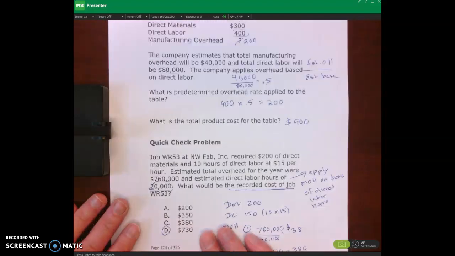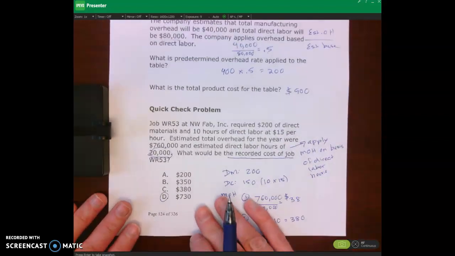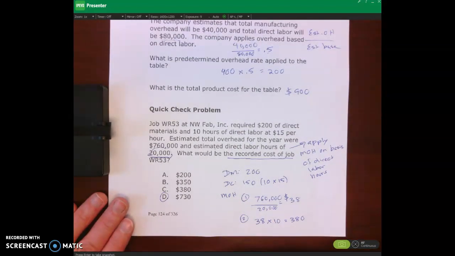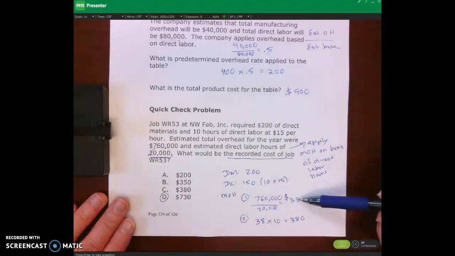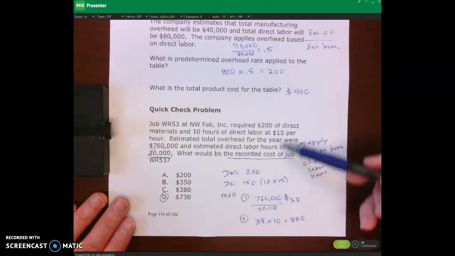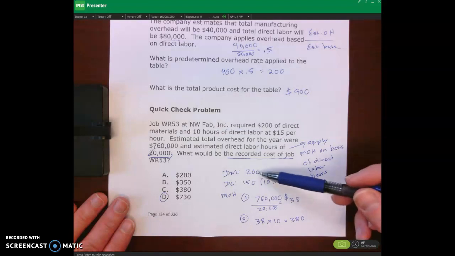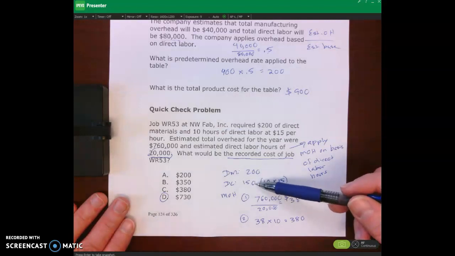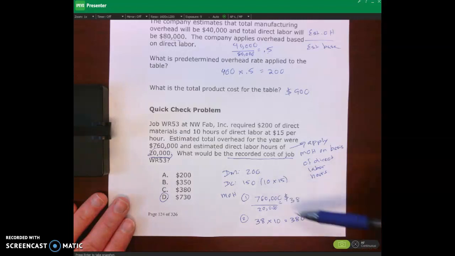The problem that we did up here was direct labor dollars. This problem is direct labor hours. It can be either, okay? It depends upon which one's the cost driver. So we take our rate times the amount of allocation base used gives us 380. 200 plus the 150 plus the 380, materials plus labor plus overhead gives us the total cost.